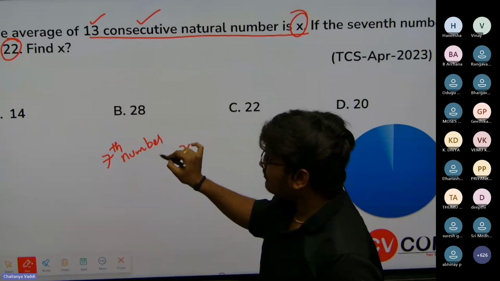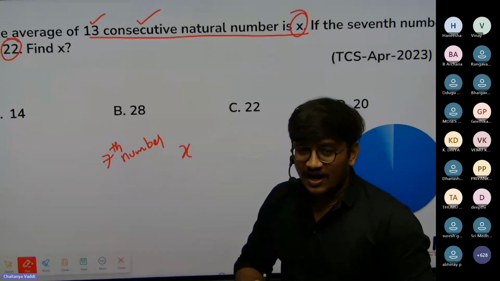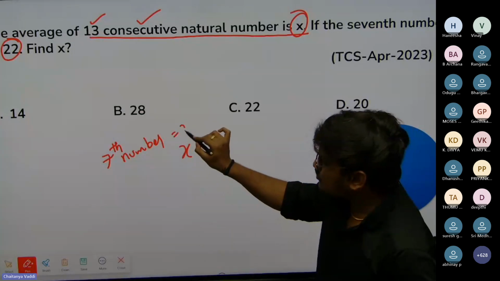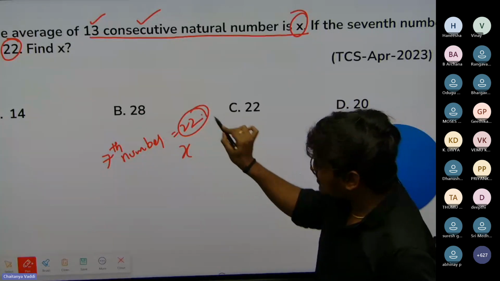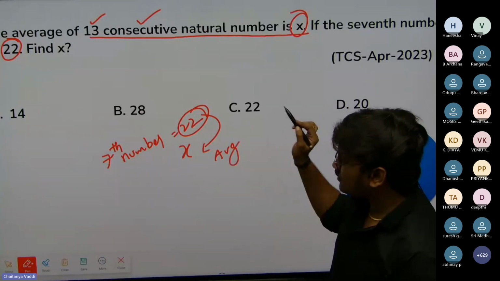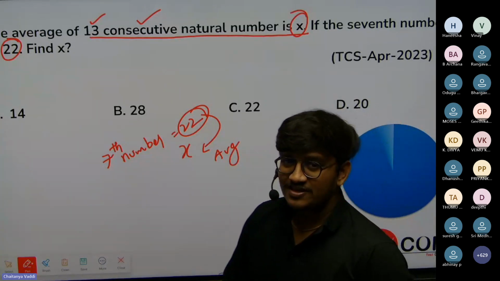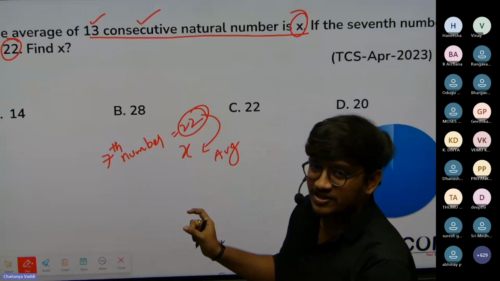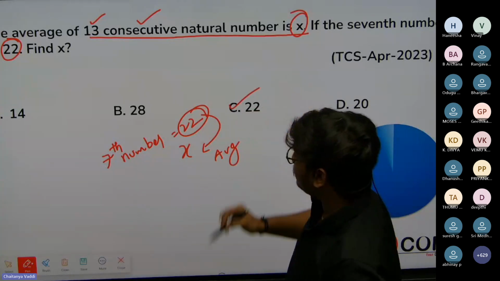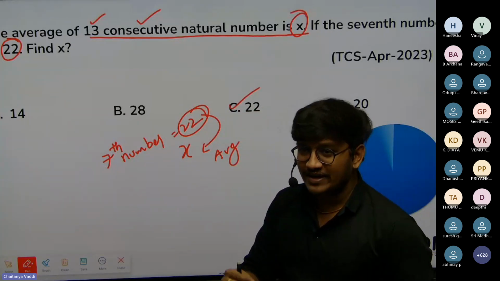So the middle number will be the seventh one out of 13 consecutive numbers. Already they have given that the seventh number is 22, so this will be considered as the average. This is the exact question asked in April TCS NQT 2023. If you know this particular logic, you can easily answer the question. It is 22, just within 5 to 10 seconds.